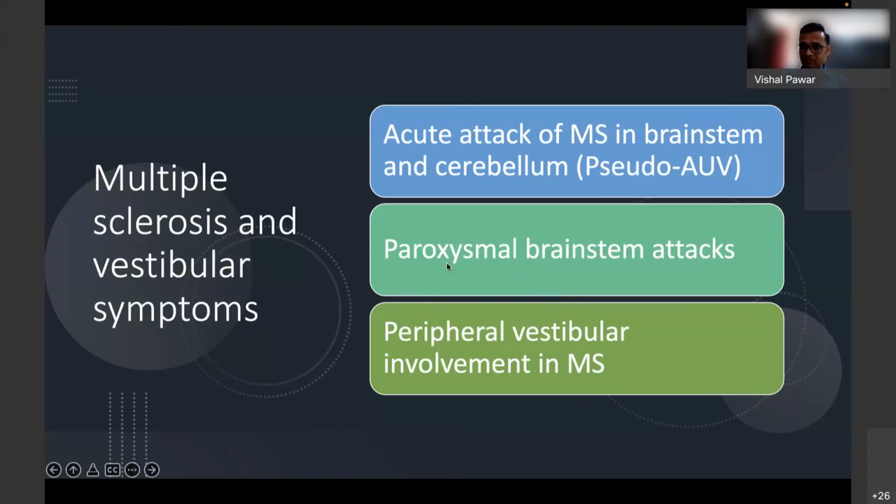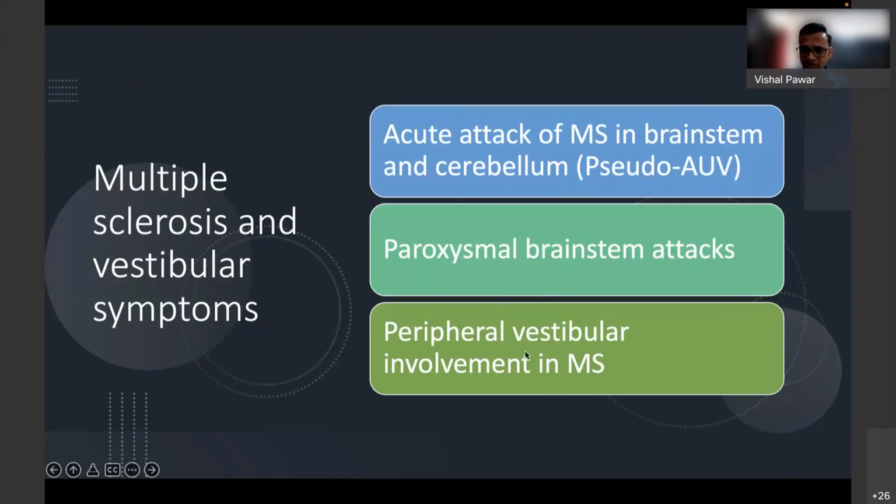Patients can have paroxysmal brainstem attacks later on after the recovery. One patient had a plaque in the root entry zone, and this patient presented later to me with paroxysmal brainstem attacks similar to vestibular paroxysmia. It was not a vascular compression, but it was happening because of ephaptic conduction due to damaged vestibular fibers, and carbamazepine helped in this patient.